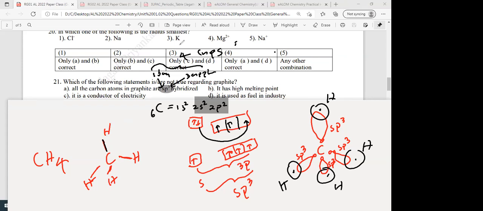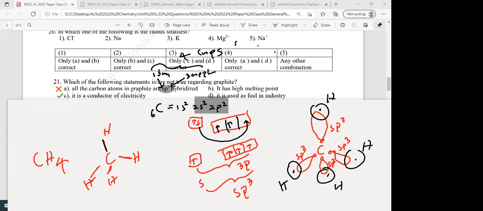So which statements are correct now? Out of this, which ones are correct? First one, A, is wrong. I'll put a cross. Conductor of electricity, that is correct. Just because you can't tell it's a metal. Carbon is a non-metal but it's a conductor.